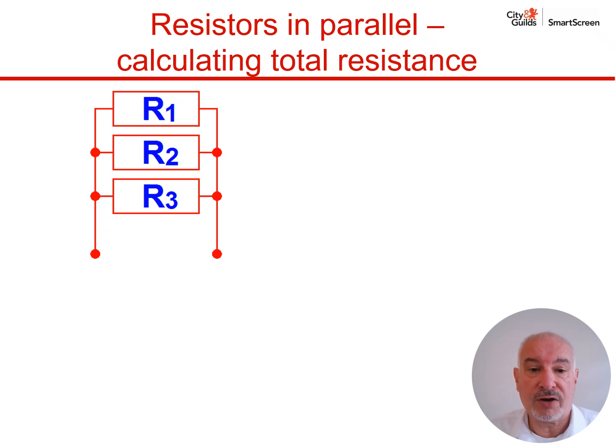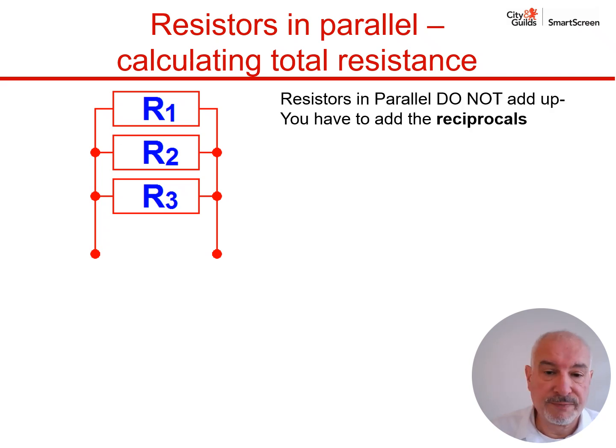If they're connected in parallel, the same process is used, and that is that we don't add up the values to find the total resistance, but rather we add the reciprocals. And a reciprocal is simply where the number in question is written as 1 over that number. So for example, the reciprocal of the number 3 would be 1 over 3. So the reciprocal of R1 would be 1 over R1.